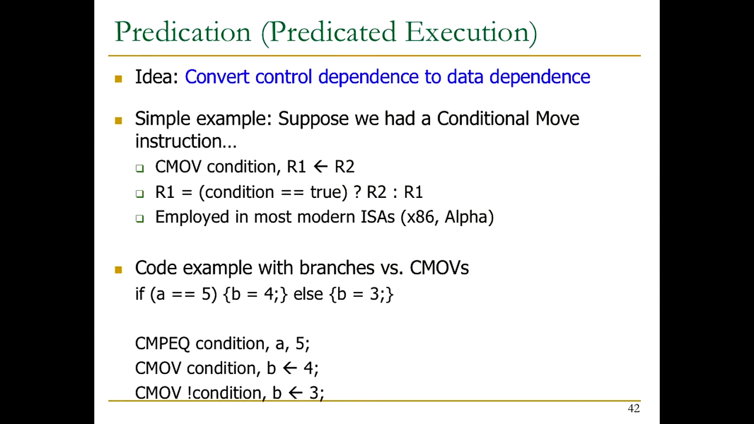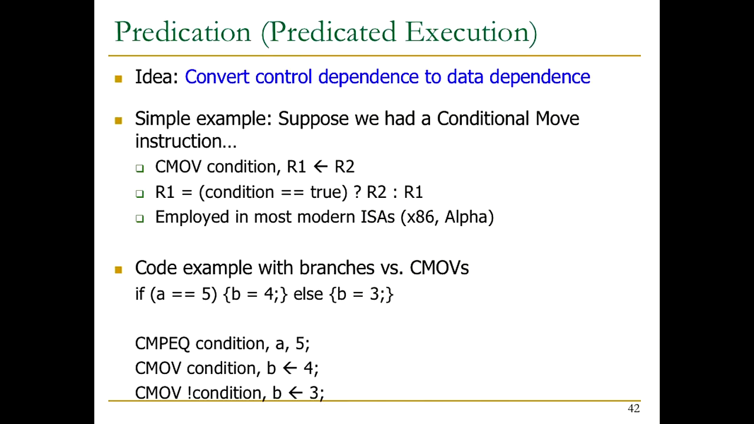Right. Now you've gotten rid of the branch. There is no branch here. There are only 3 instructions. Right. You've converted the branch into data dependency. This is a data value. This is another data value supplied to these instructions. And these instructions execute based on that data dependency.